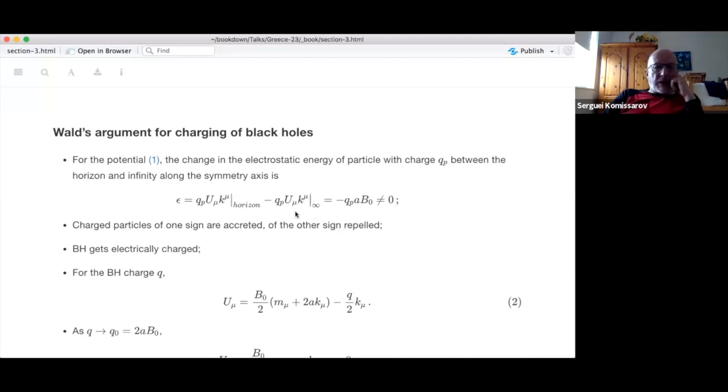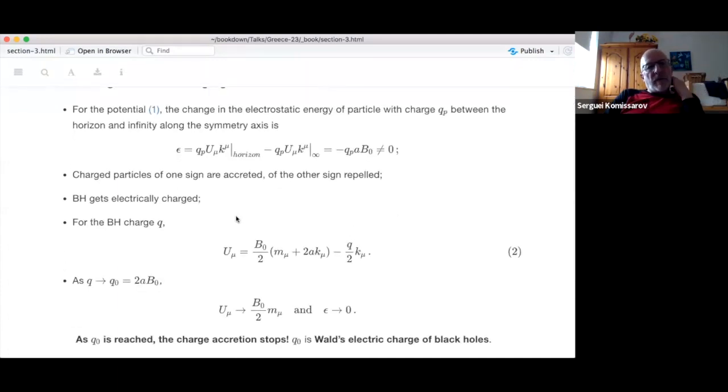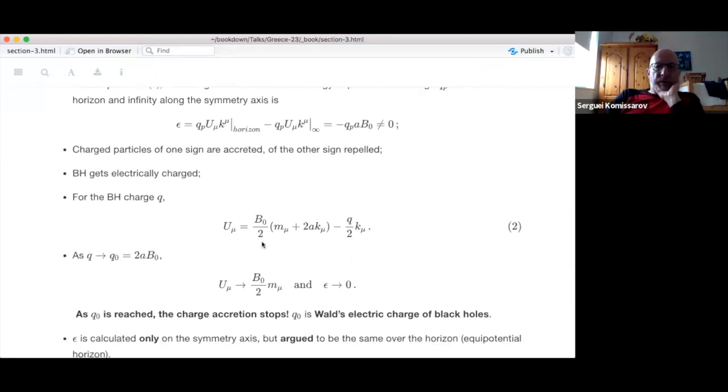And because it's not vanishing, the charges of one sign are accreted by the black hole if these charges are somehow created outside of it, and the charges of the other sign are repelled. And the black hole gets charged with it. Okay. And if there is a charge on the black hole, then the potential becomes slightly different. Well, a new term appears, which is related to the charge of the black hole. And as you can see, it has exactly the same form as the second term here in the brackets. So it's the same Killing vector which is involved.